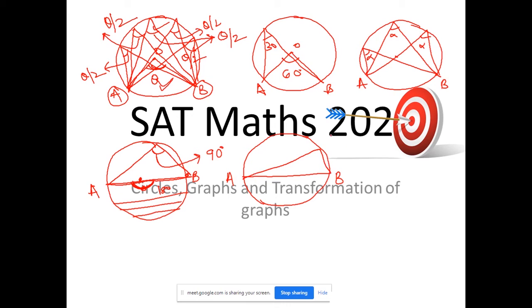So AB is the diameter of the circle, and the angle that it would make at the semicircle would be equal to 90 degrees. Anywhere in the semicircle, the angle would come out to be 90 degrees. Okay.